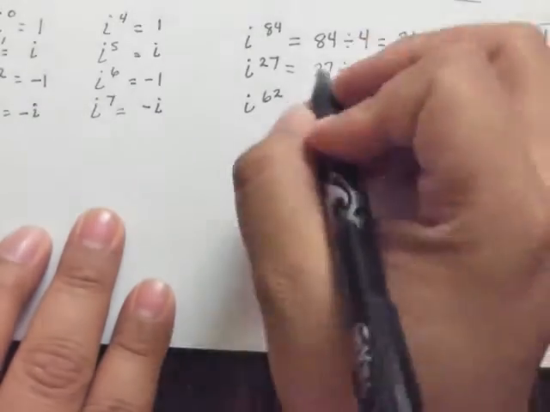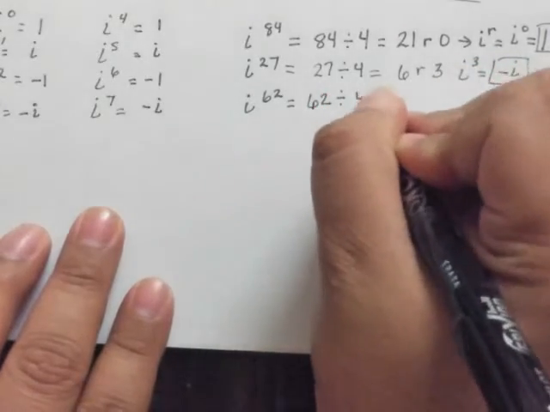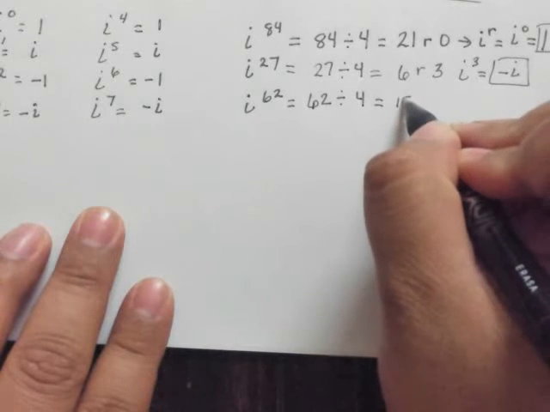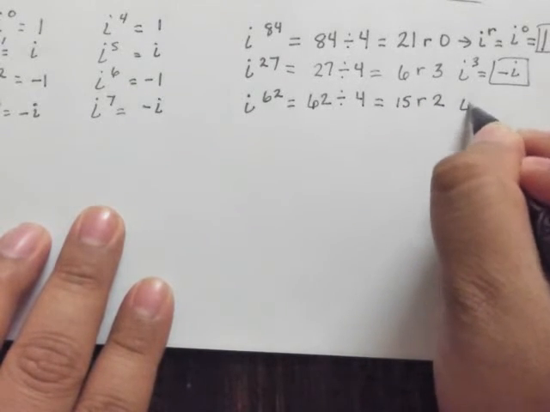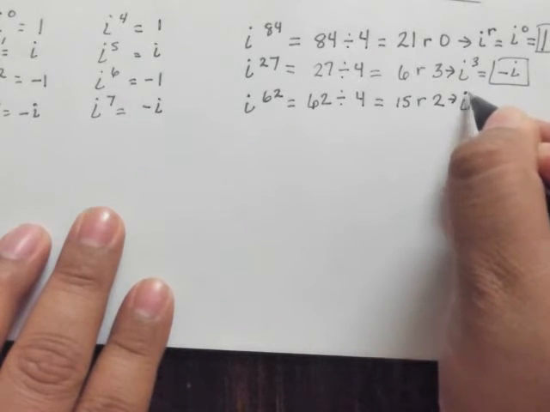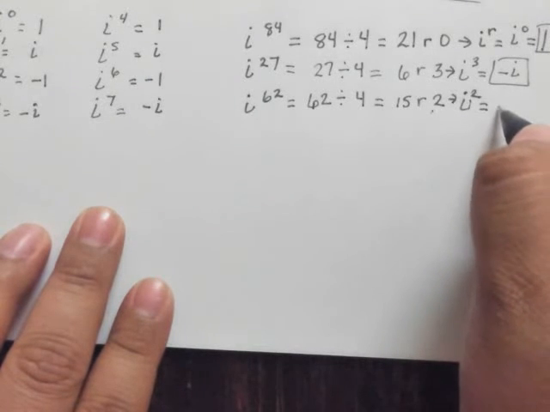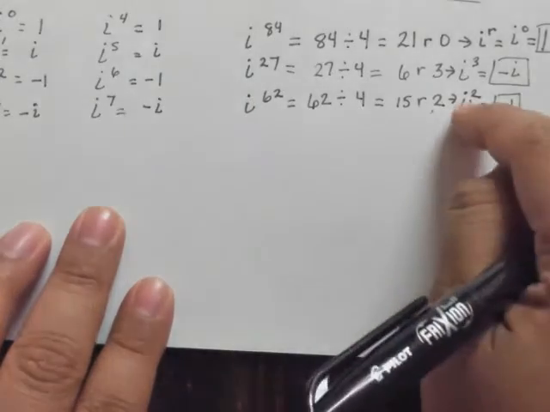Again, we just divide by 4, and we're going to follow the same trick here. 62 divided by 4, and we get 15 with a remainder of 2. So in this case, let me draw the arrow there. In this case, we're looking for i squared. And what is i squared? It is simply -1. An important result right here.